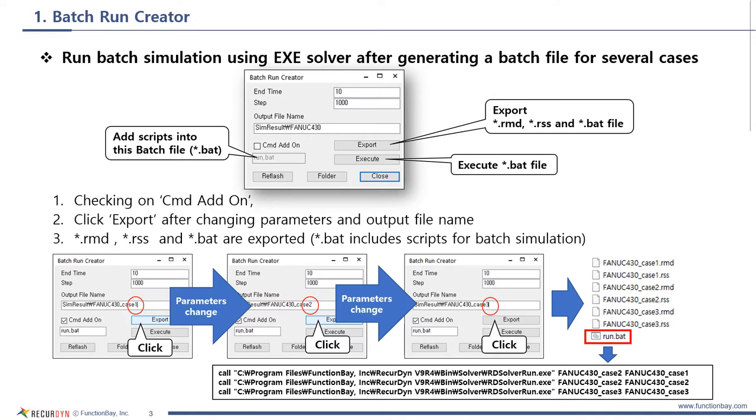If you change parameters in RecurDyn and export them in batch run creator, RMD and RSS file is output, and the execution script is written in the run bat file automatically. In the next chapter, I will show you how to use it in a simple way.